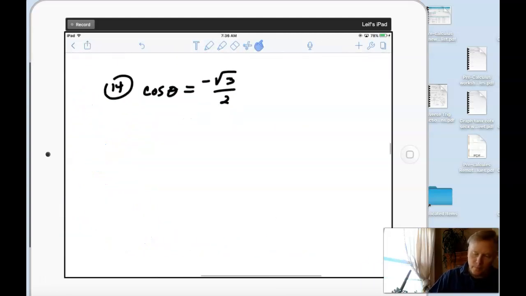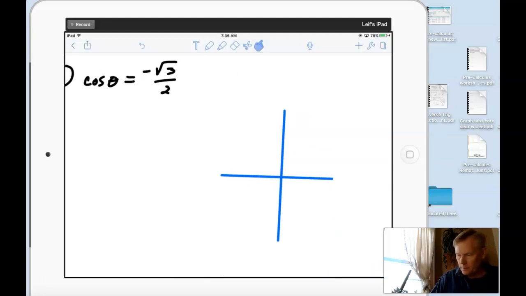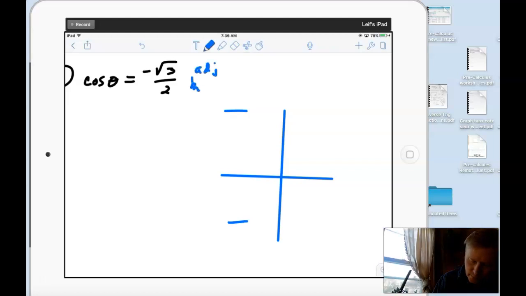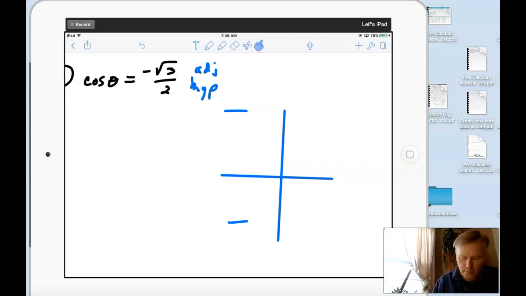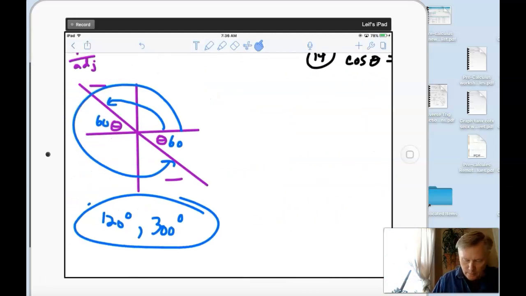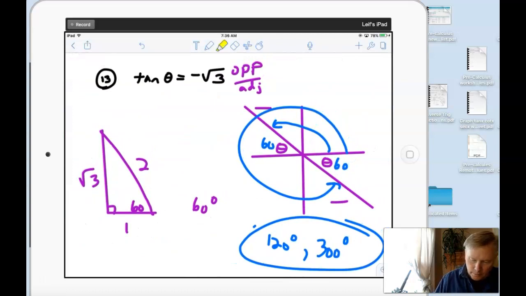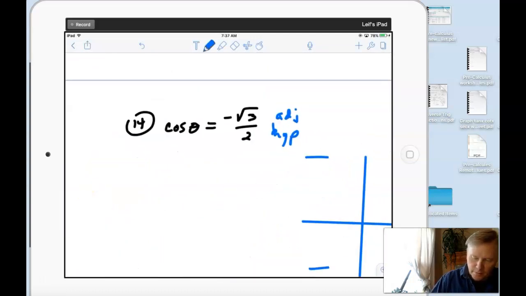Next one. Cosine square root of 3 over 2, and it's negative. So let's see, which quadrants is the cosine negative in? That would be these two, 2 and 3. And cosine is adjacent over hypotenuse. So which angle's adjacent to the square root of 3? That would be the 30. So 30 degrees is my reference.